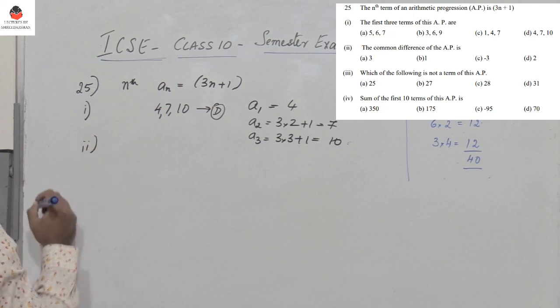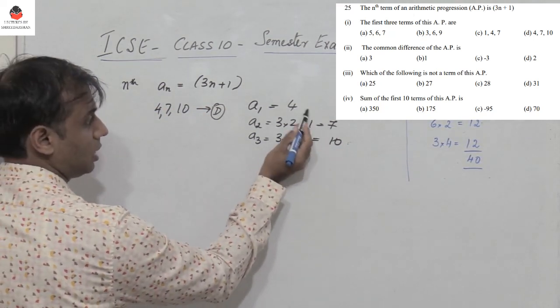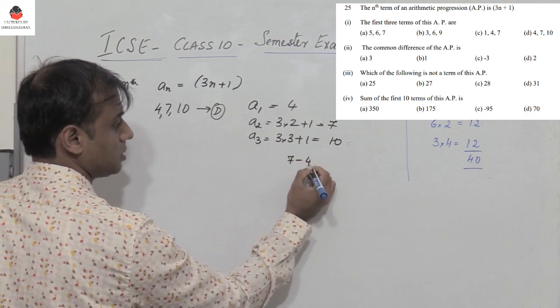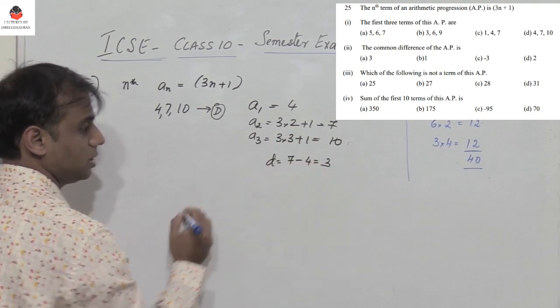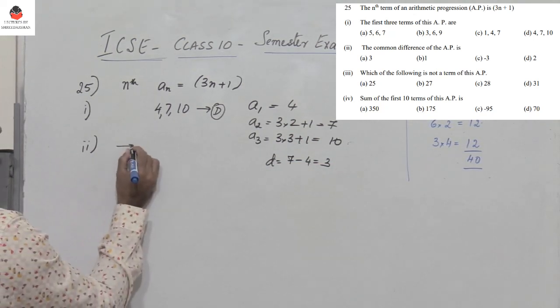Second one, the common difference of the arithmetic progression is, right? So the second term minus the first term, 7 minus 4 equals 3. So the common difference is 3. So the right option is option A.